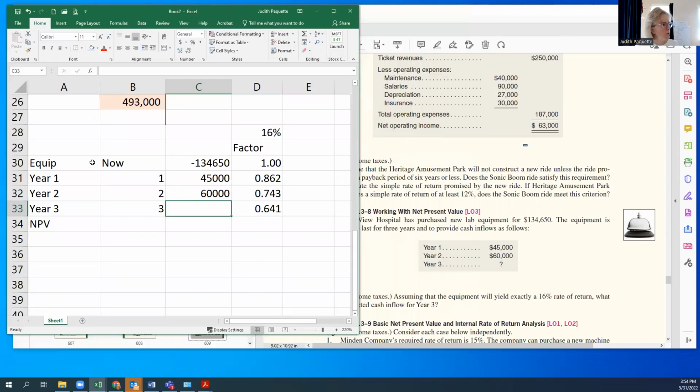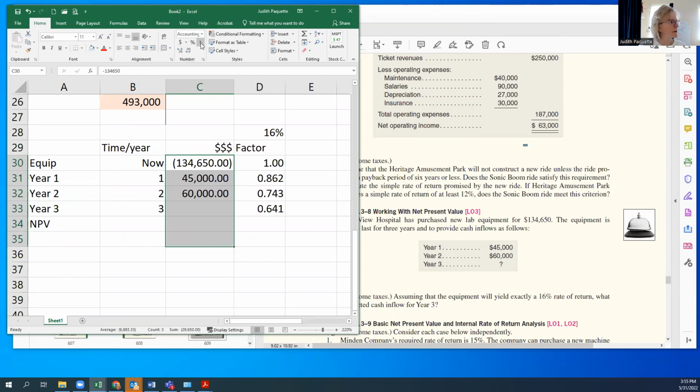So just like we are always doing for these problems, this is your time or your year here. This is your dollar amount, not counting discounts, not discounted. And here's your factor. So there's your dollars.